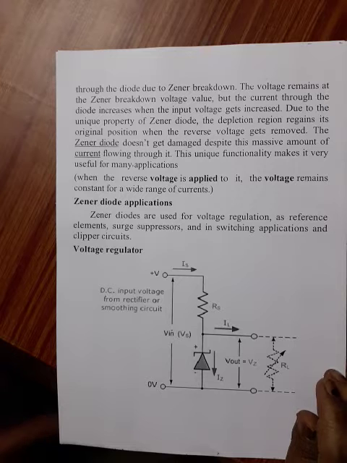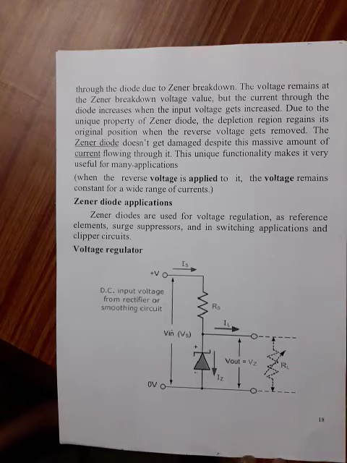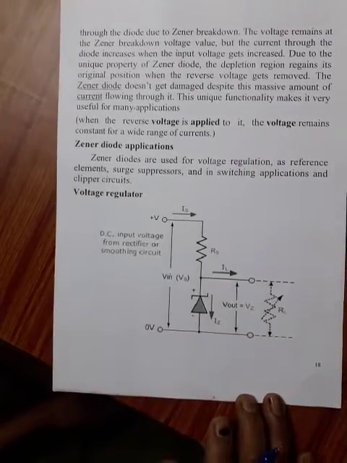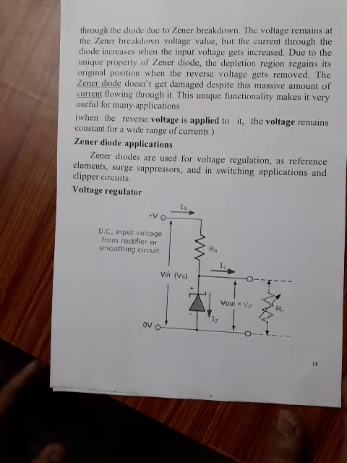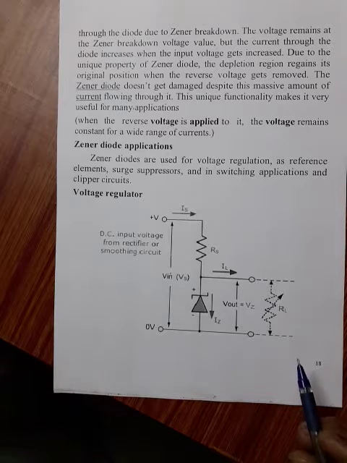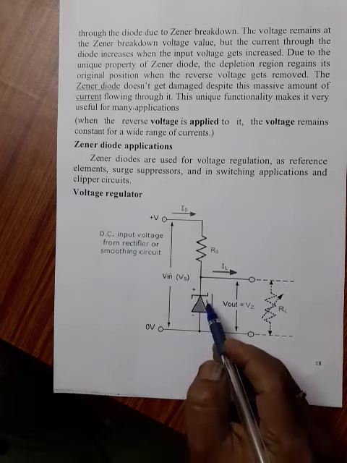Now some applications of zener diode. Zener diodes are usually used for voltage regulation, as reference elements, surge suppressors, and in switching applications and clipper circuits. So this is the voltage regulator circuit where a zener is connected. The zener is connected in series to the Rs. So this is the symbol of a zener diode.